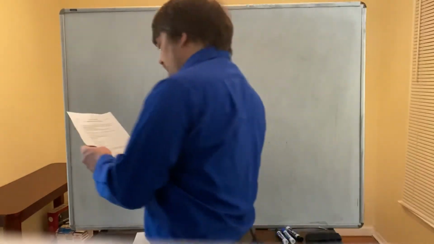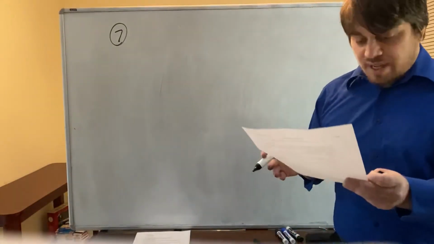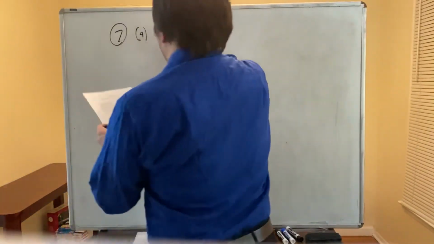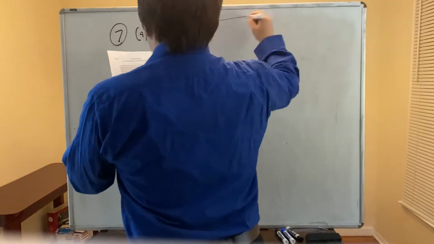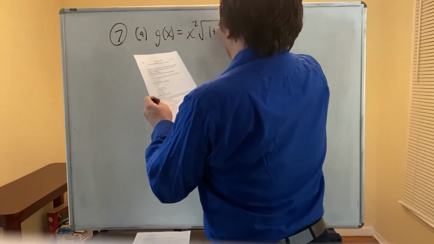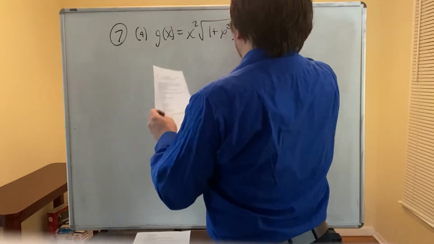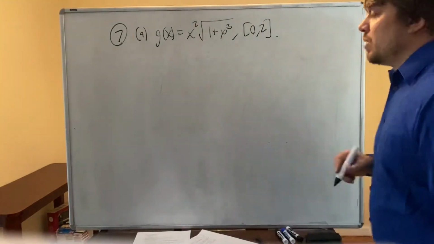Okay, so number 7. For number 7, find the average value of the function. For 7a, we have g of x is equal to x squared times the square root of 1 plus x cubed, on the interval from 0 to 2.